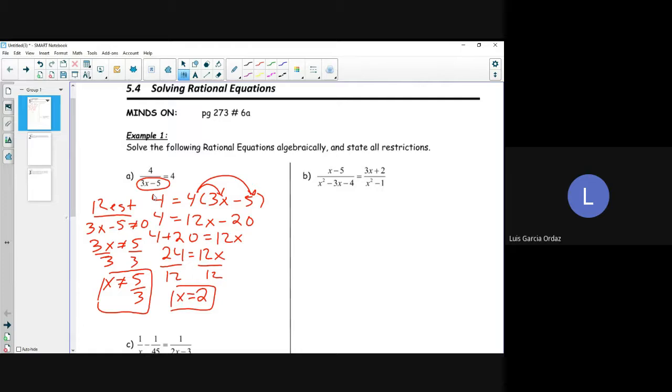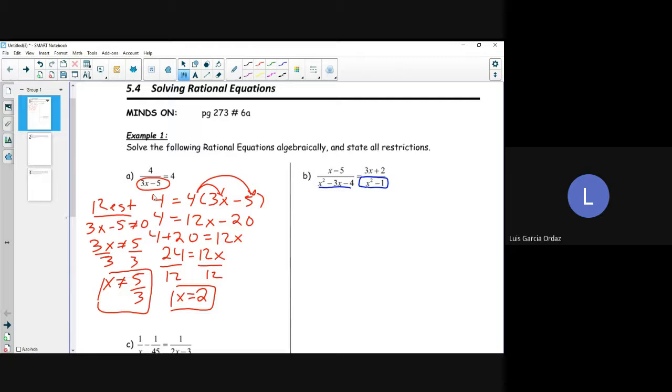Is everyone fine with the first example? So the next one we have is x minus 5 divided by x squared minus 3x minus 4 is equal to 3x plus 2 divided by x squared minus 1. What we want to do first with these trinomials is factor. What's the easiest one to factor? The second one. What does the second one look like?